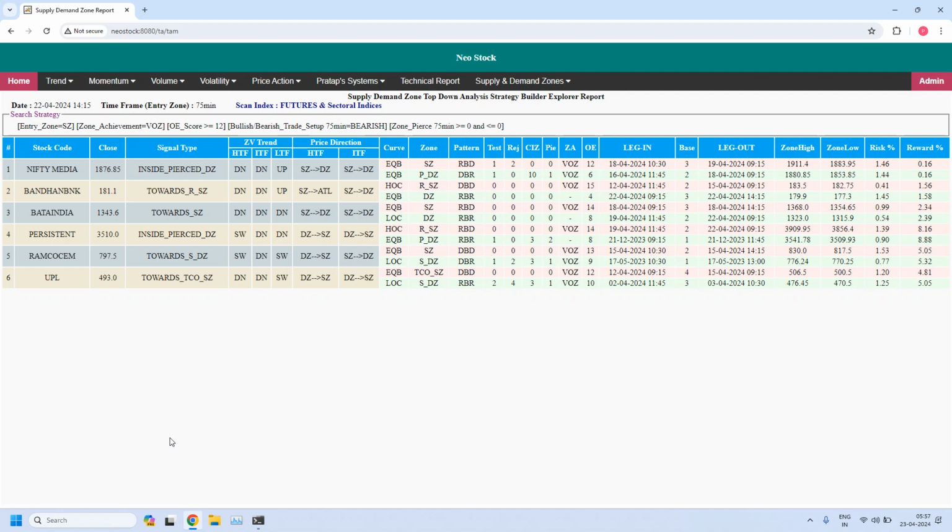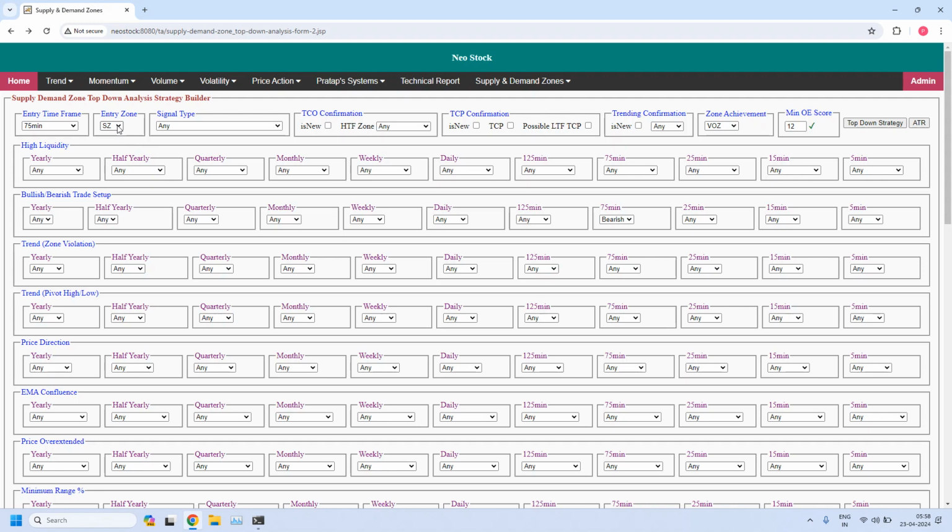I think something is wrong. The entry zone, we still have supply zone. I'm sorry. Let me go back. We need to change. This is not changed. For bullish trade setup, it should be demand zone, in 75 minutes. I think I am confused. We have already generated the bullish trade setup, right?